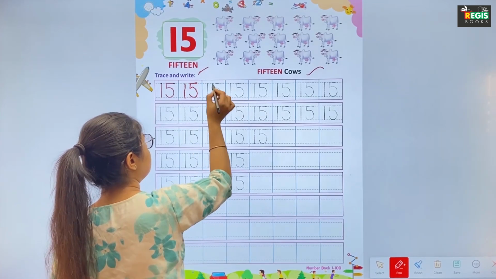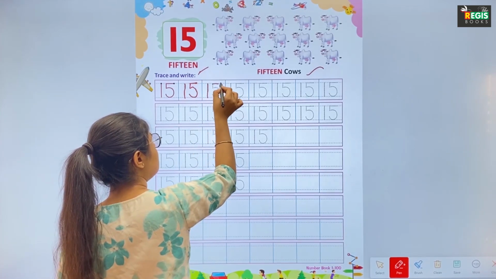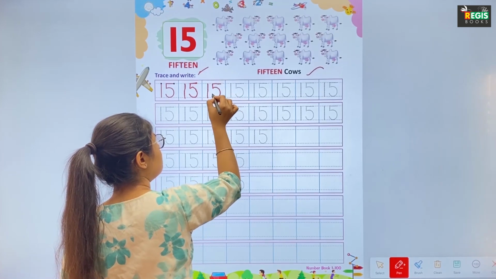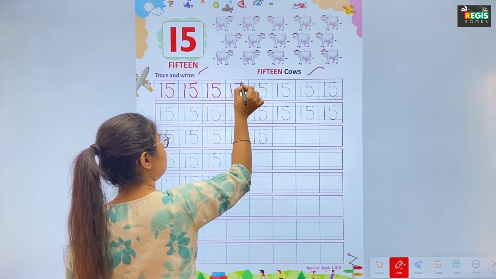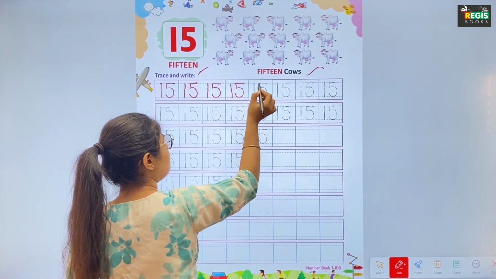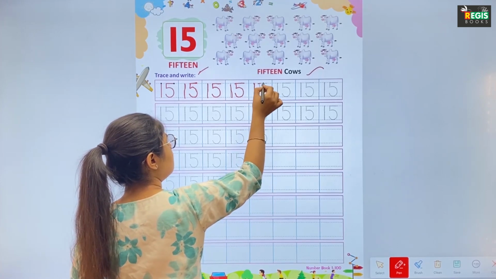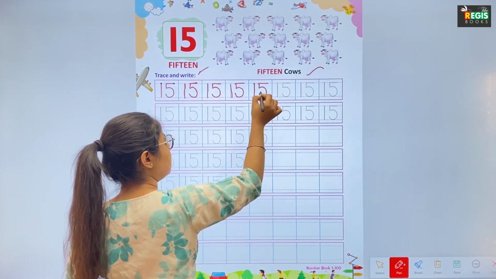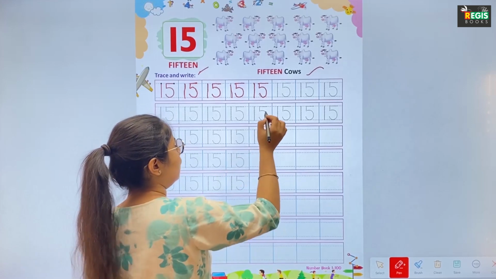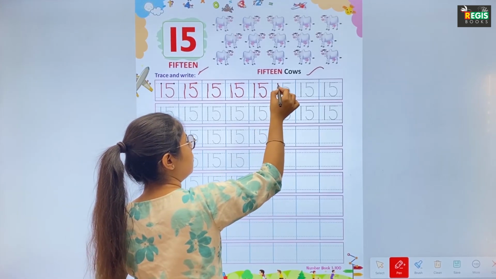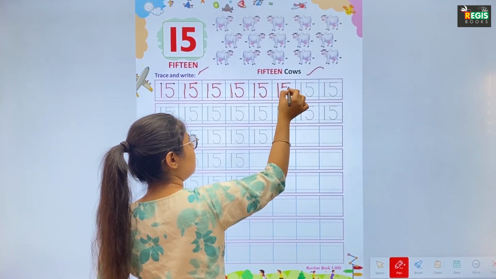1 5 15. Now again write the number 15. 1 5 15.